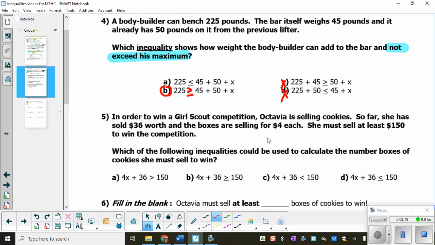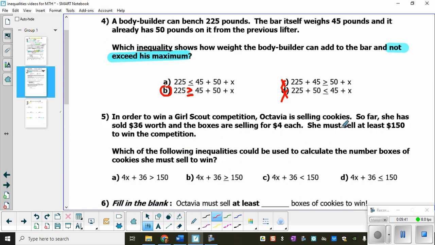All right, for number 5, in order to win a Girl Scout competition, Octavia is selling cookies. So far, she has sold $36 worth, and the boxes are selling for $4 each. She must sell at least $150 to win the competition. Which of the following inequalities could be used to calculate the number of boxes she must now sell to win?